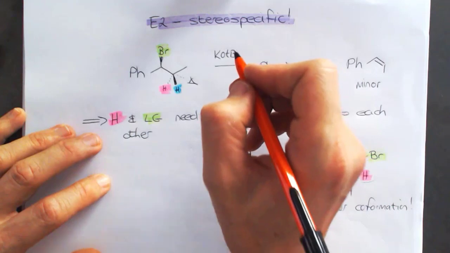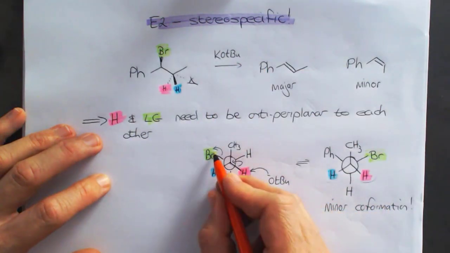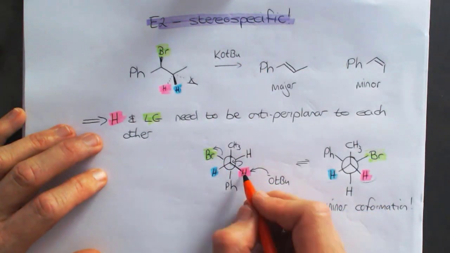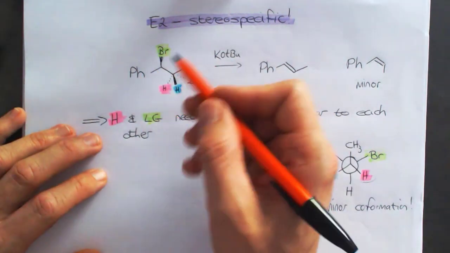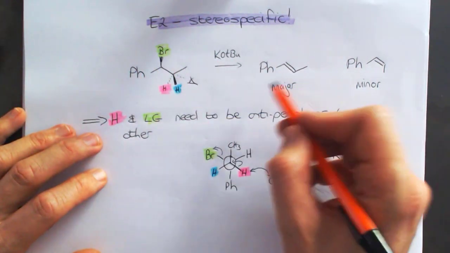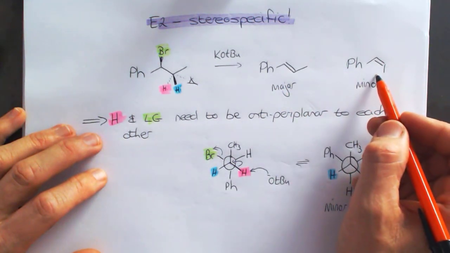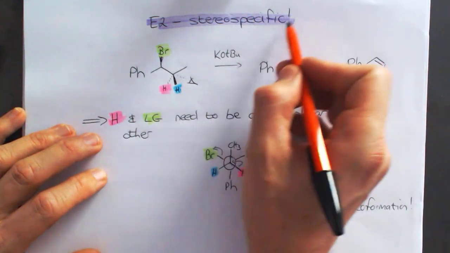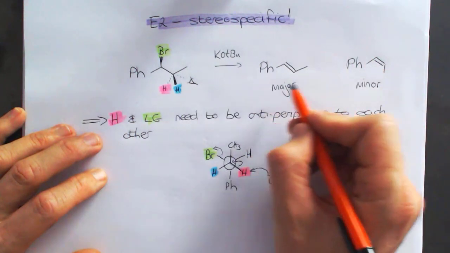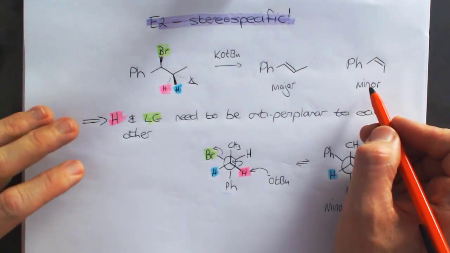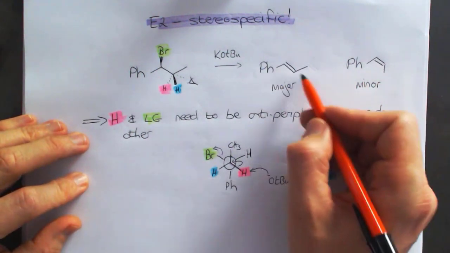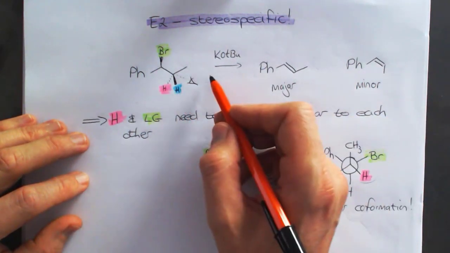The reaction is stereospecific because the proton and the leaving group have to be anti-periplanar to each other. In this particular example, if this thing spins around, there are two different conformations that would form, and the reaction will occur stereospecifically, but it will actually give a major and a minor product over here. There are two possible products. So it is selective for the major because there is no alternative.